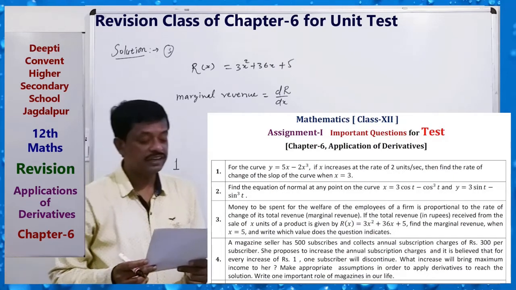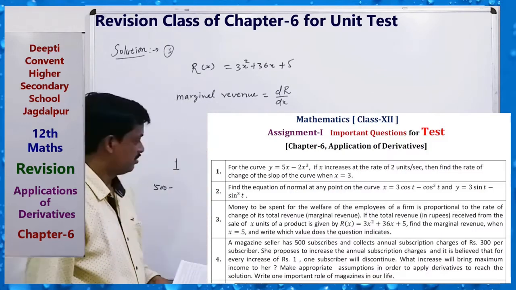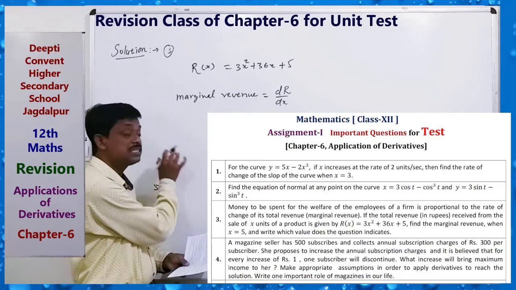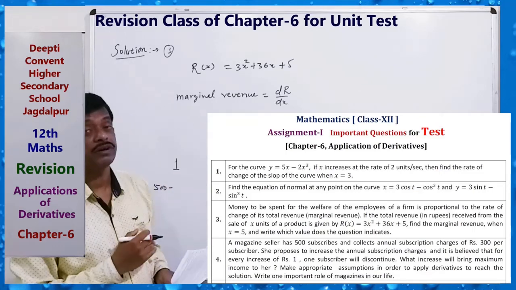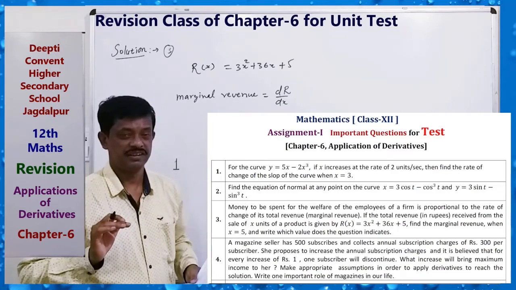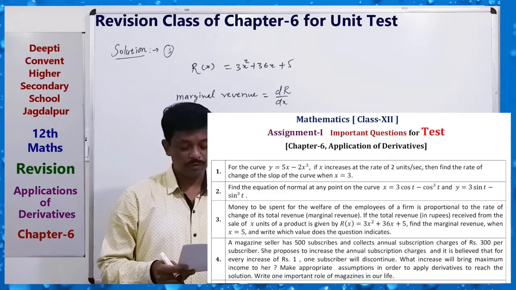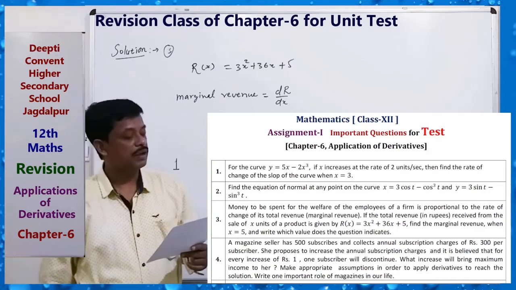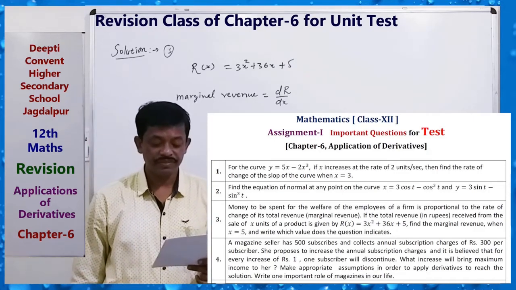What increase will bring maximum income to her? Presently income is what? 500 into 300. Now suppose, make appropriate assumption in order to apply derivatives to reach the solution.